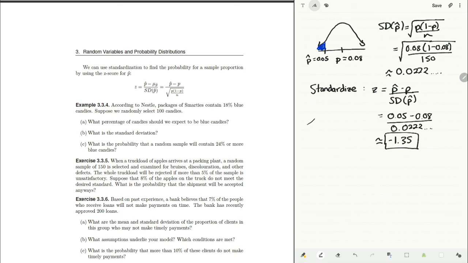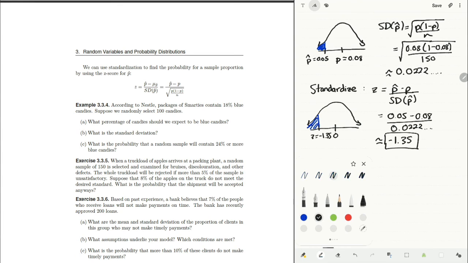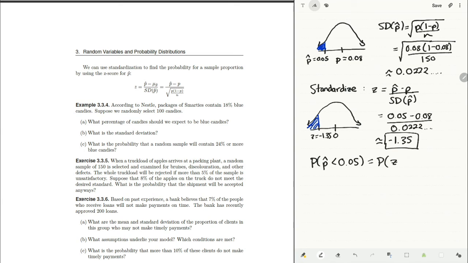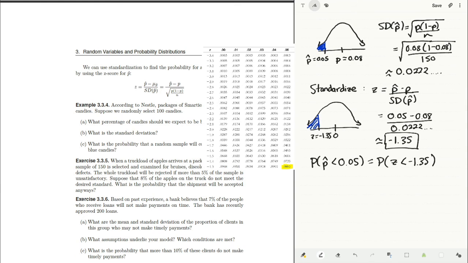So now we can determine this probability by looking under the standard normal curve and finding the area to the left of our z-score of negative 1.35. And so the probability that our sample proportion has less than 5% defective apples is the same as finding the area to the left of a z-score of negative 1.35. We look up negative 1.35 in our z-table. We find that the area to the left is 0.0885.